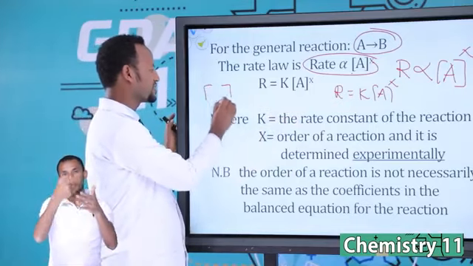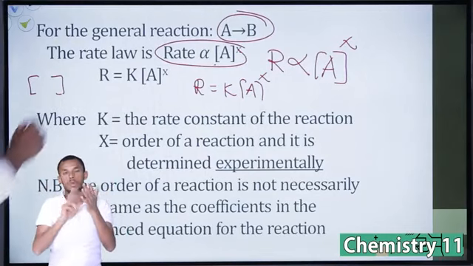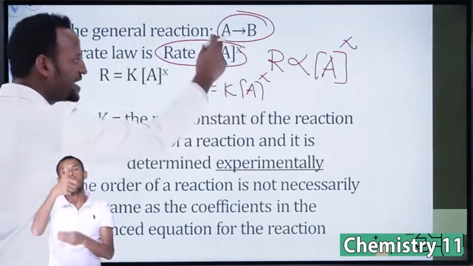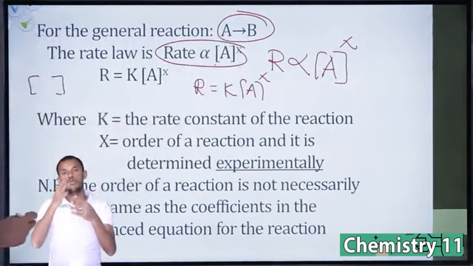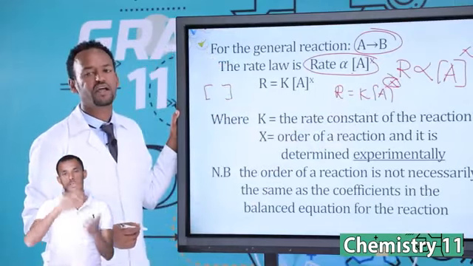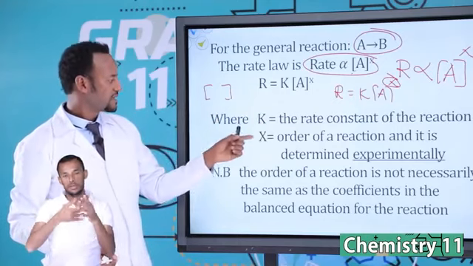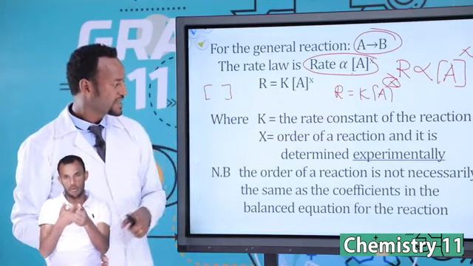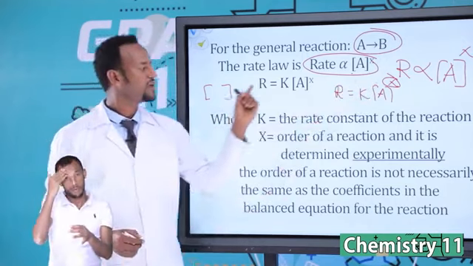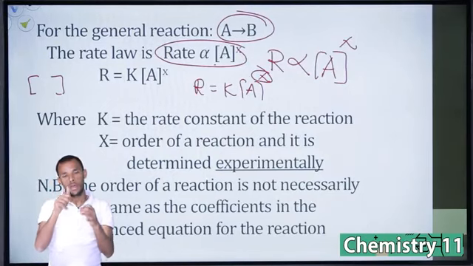Students, what does the square bracket mean? Yes, concentration. So [A] indicates the concentration of the reactant. Another point, X is the order of the reaction. K is the rate constant, and X, the order of the reaction, is determined experimentally. X is not the stoichiometric coefficient.